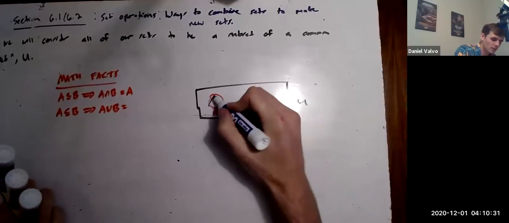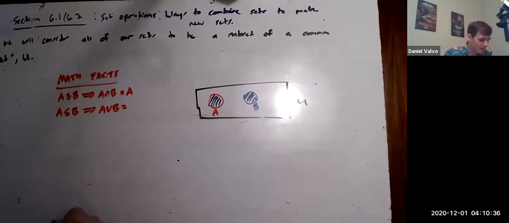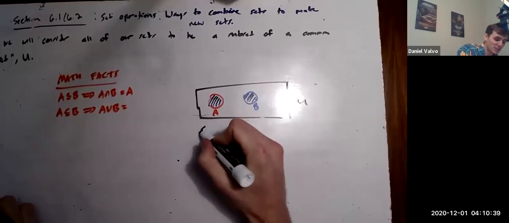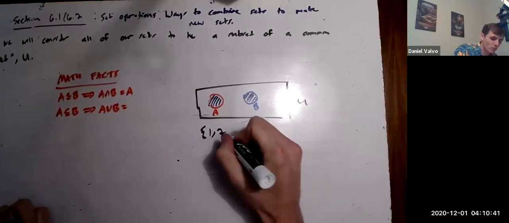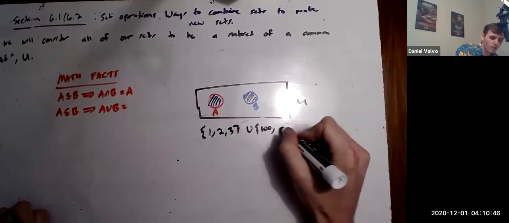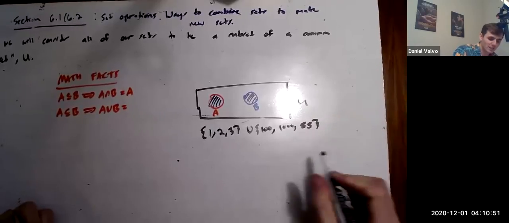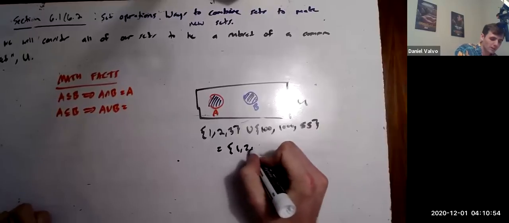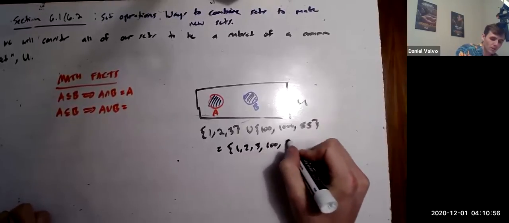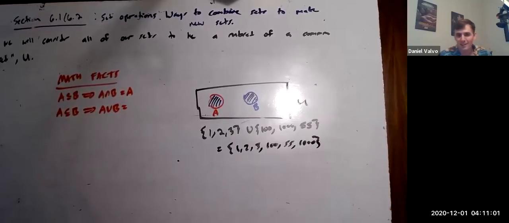And so the union is just all that. Just everything in A or B. So they don't have to connect. An example would be {1, 2, 3} union {100, 1000, 55} or something like that. This is just going to equal {1, 2, 3, 100, 55, 1000}, the order doesn't matter. You just literally combine them. That's all it means. Good.